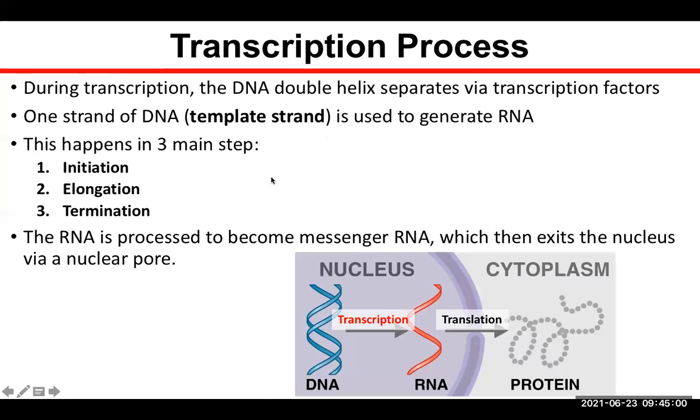During the transcription process, there's basically three steps. There's the initiation, elongation, and termination. And this is going to be a common thing that we see in biology. So once the RNA is processed, it'll end up becoming a mature messenger RNA, which can exit the nucleus via the nuclear pore.